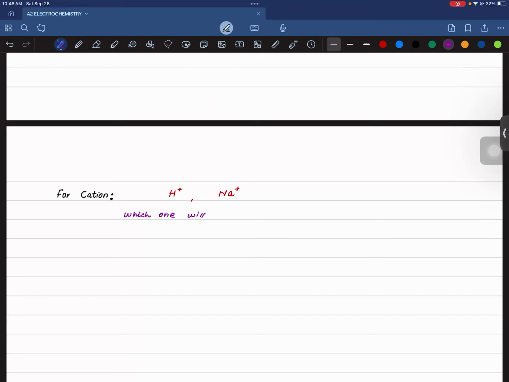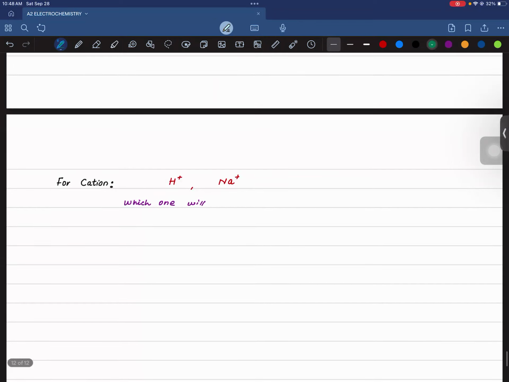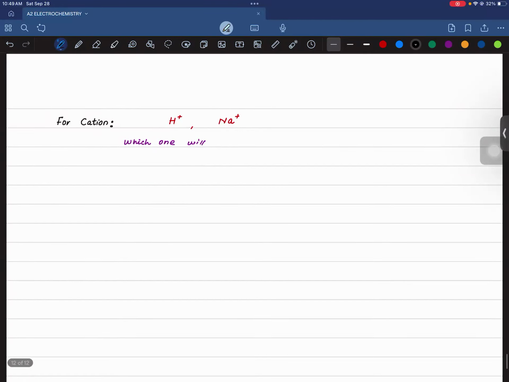Remember, it depends on the E naught value. In IGCSE or O levels, you used to memorize the reactivity series, but in A2 we would not be doing the same thing. The examiner would be giving us the relative data, like the data booklet in which all the values are written. So far, I'm going to tell you the values.